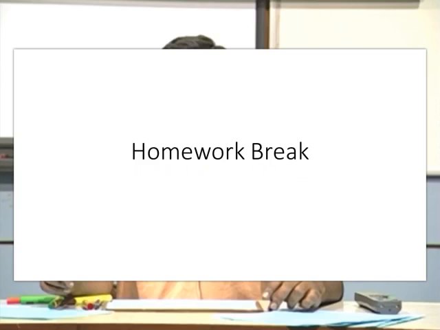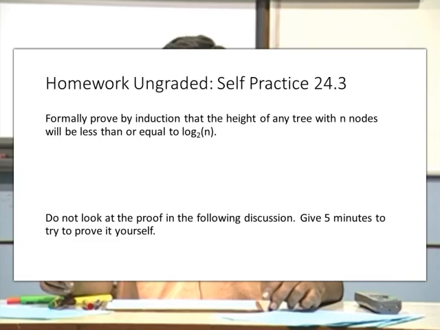Time for homework break. This is also a self-practice homework. If you could do the proof in the earlier homework then you don't need to worry about it, but if you couldn't, then this is another opportunity. Formally prove by induction that the height of any tree with n nodes would be less than or equal to log to the base 2 of n. Do not look at the proof. Professor Naveen is going to cover this proof in the subsequent discussions, but try to solve it yourself before you come to the proof. It will really help you to develop problem solving skills for the problems that you have not seen before. Okay? And then, if you can't do it in 5 minutes, that's okay. Come back to the lecture.